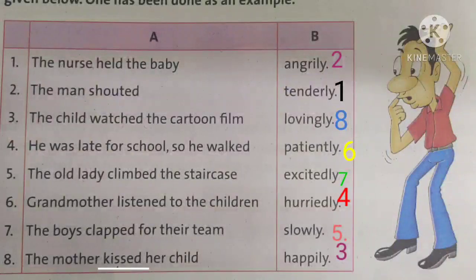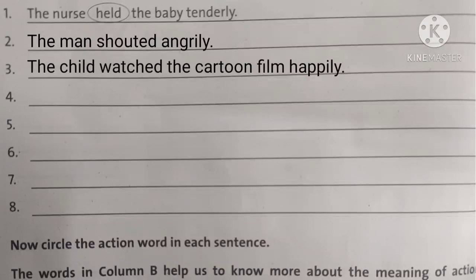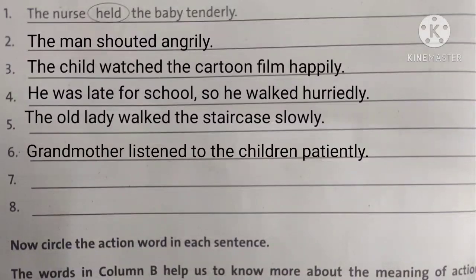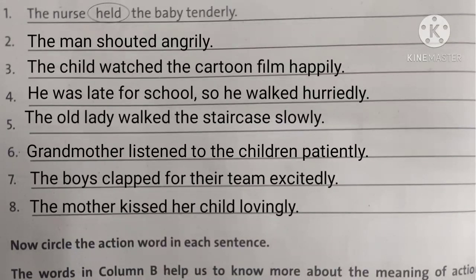Now what we have to do? We have to write down the complete sentence, that is making a complete sentence from column A and column B, and we have to write it in the space provided below this. So the first one is already done. First, the nurse held the baby tenderly. So we have to write down the complete sentence and full stop in the end. All the words that we have underlined are action words, and in column B they all are adverbs of manner.